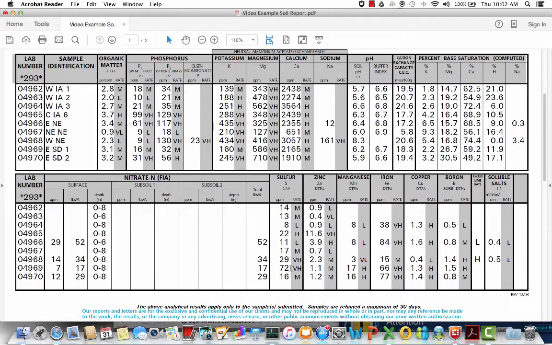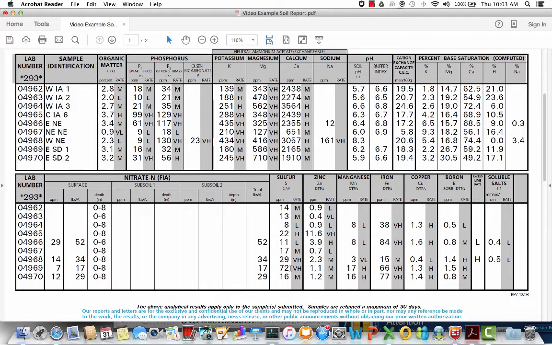This high sulfur value brings up a good point that really should be brought up for the entire nutrient values and all of your soil test values, whether you're looking at cation exchange capacity, pH, phosphorus, potassium, any of the nutrients.